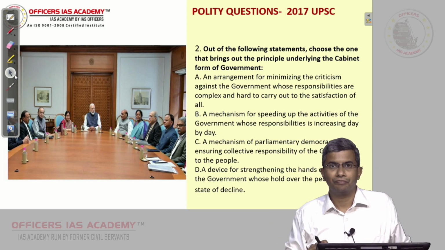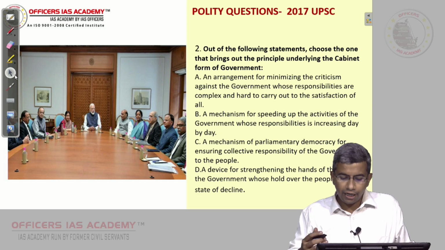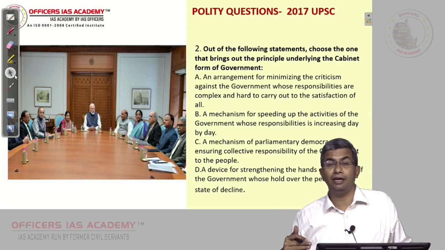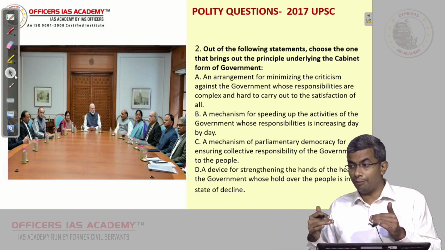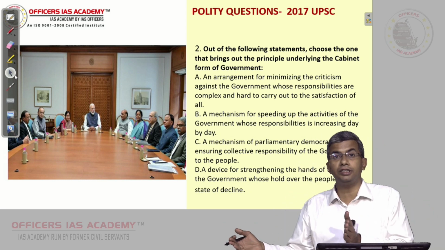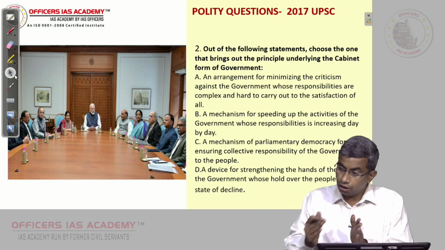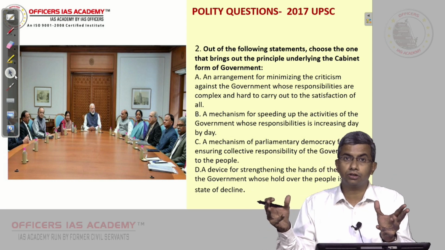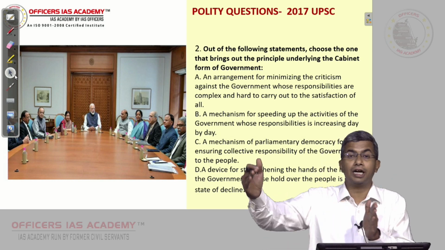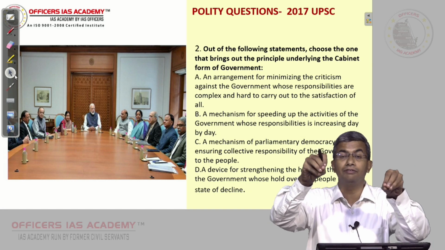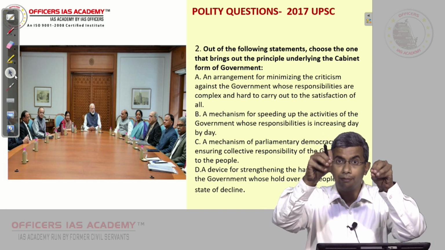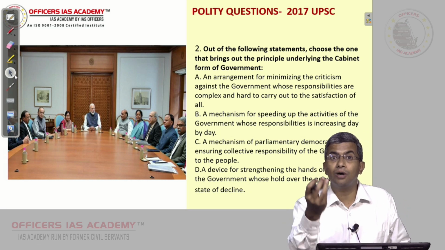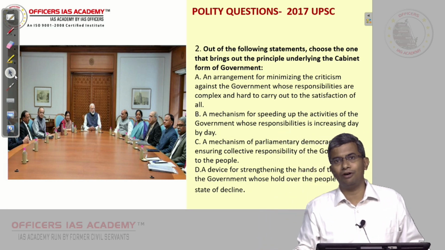Now, B is a mechanism for speeding up the activities of government whose responsibilities are increasing day by day. So, cabinet form of government did not come into being only because the responsibilities are increasing day by day, and because of that they wanted to create more and more portfolios and appoint more and more ministers to the Council of Ministers and cabinet so that it can be distributed. Yes, it does serve the purpose of a cabinet form of government, but which is the one which brings out the principle underlying cabinet government?